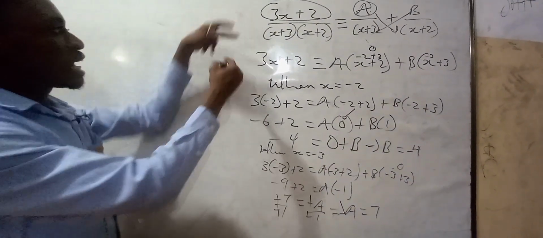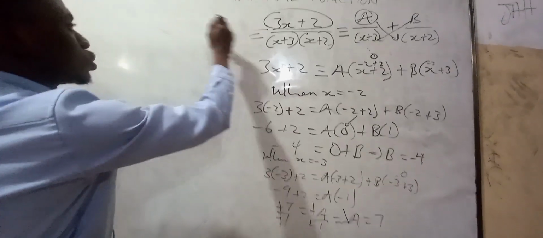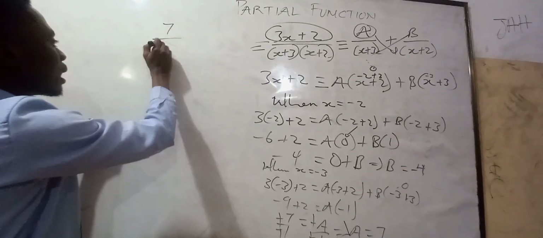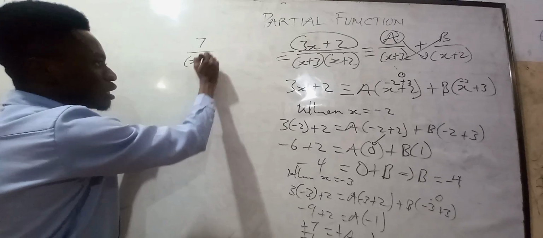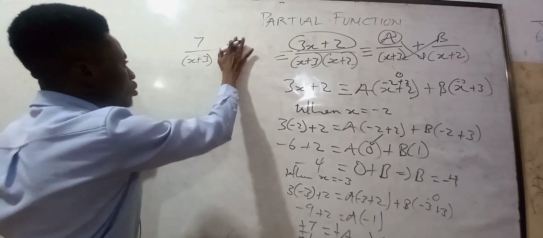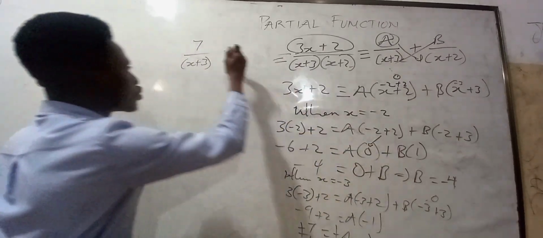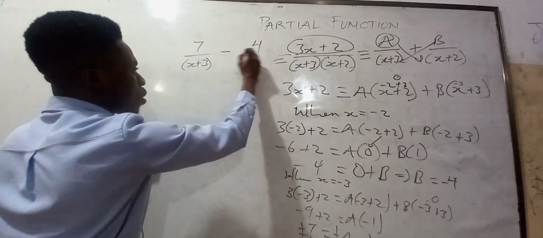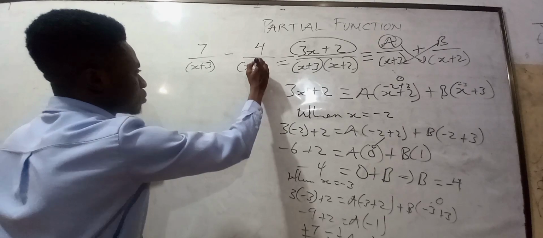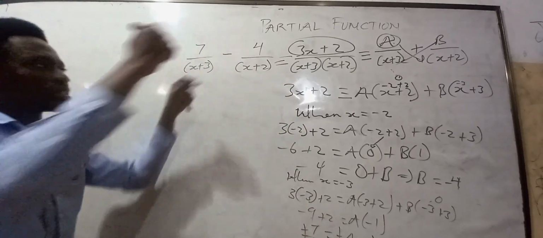So we've partialized this into 7 over x plus 3, plus, sorry, the B was negative, so -4 over x plus 2. So this is it.